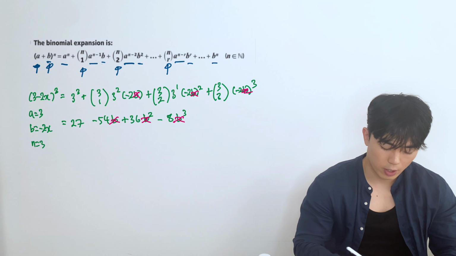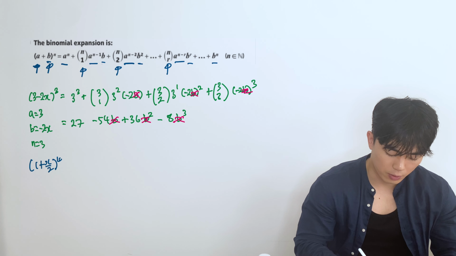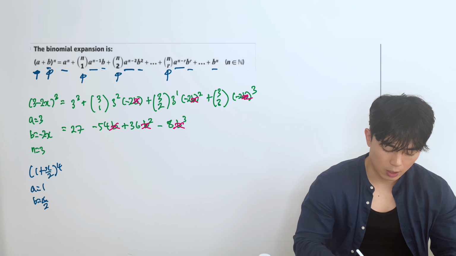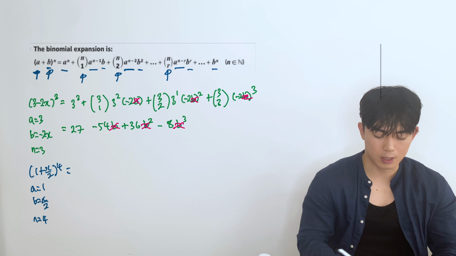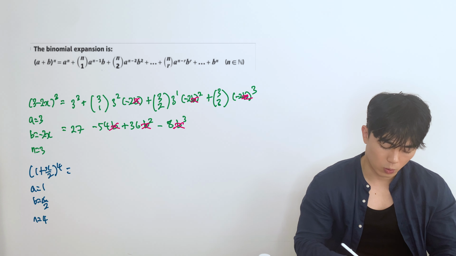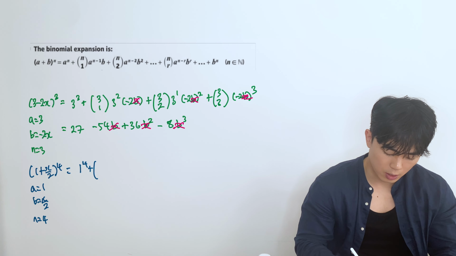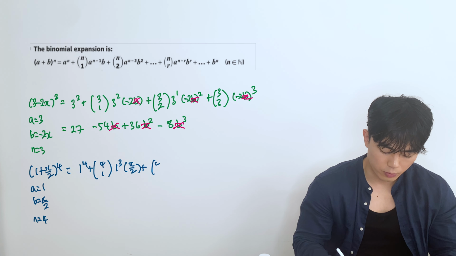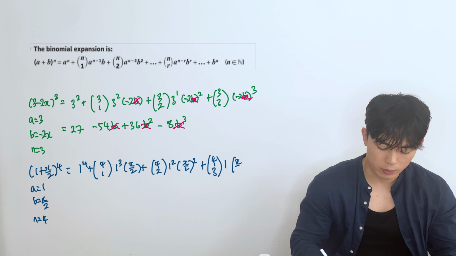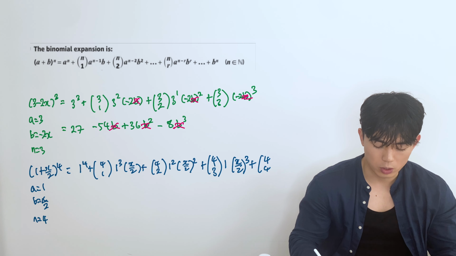Let's try another example. Let's try (1 plus x over 2) to the power of 4. In our case, A is 1, our B is x over 2, and our n is 4. Once we've identified that, it's just a matter of following the formula as we said before. So we have 1 to the power of 4, plus 4 choose 1, 1 cubed times x over 2, plus 4 choose 2 times 1 squared times (x over 2) all squared, plus 4 choose 3 times 1 times (x over 2) all cubed. And the last term is 4 choose 4 times (x over 2) to the power of 4.